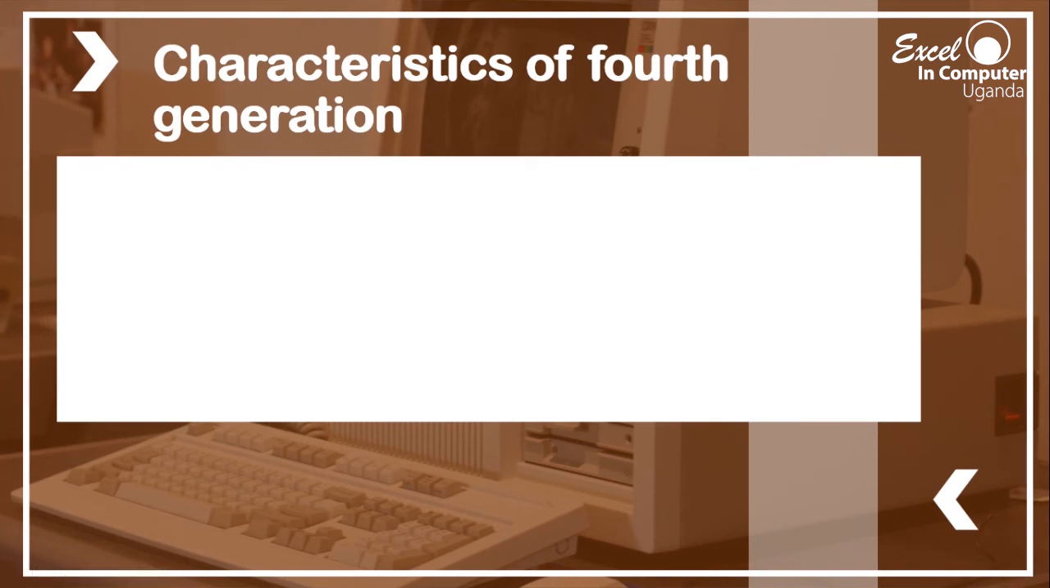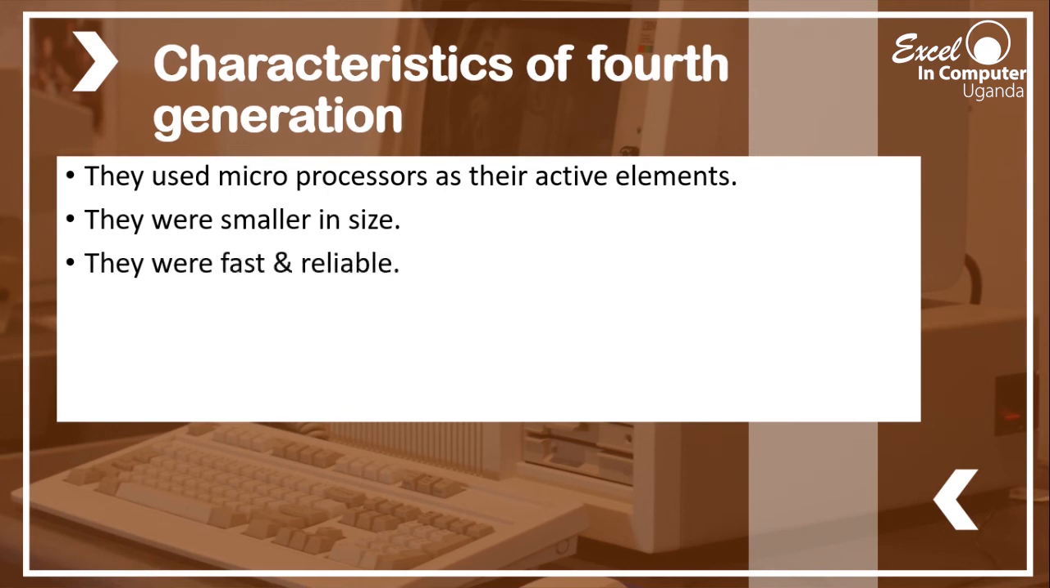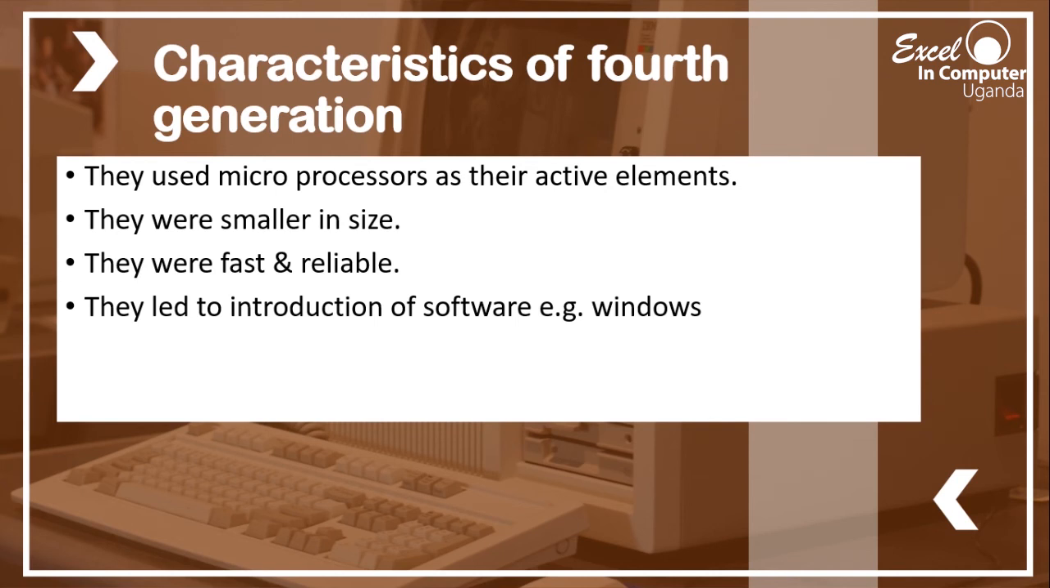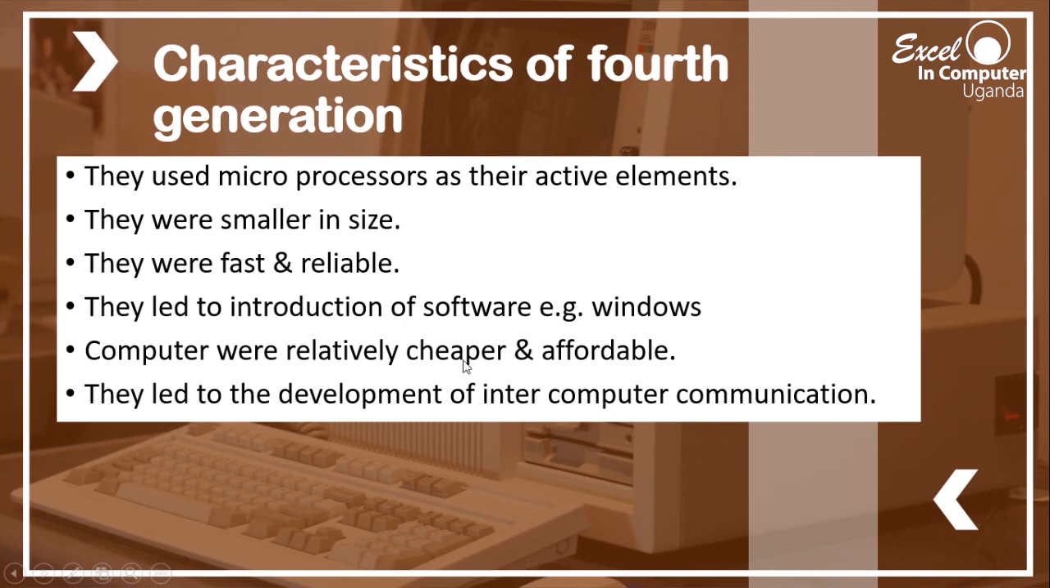So we're going to look at the characteristics. They used microprocessors as their active elements. They used microprocessors in processing their data. They were smaller in size, as you saw, compared to the first, second, and third, and they were very fast and reliable. The late introduction of software, e.g. Windows, became relatively cheaper and affordable in the fourth generation. So they led to the development of intercomputer communication.